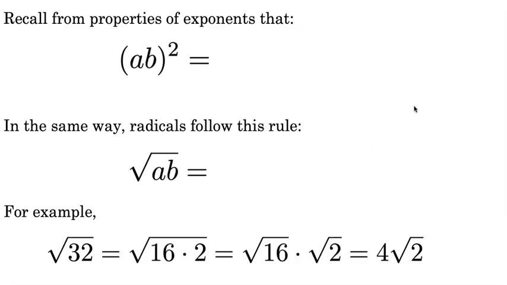First off, recall from properties of exponents that the quantity AB raised to the second power is equal to A squared times B squared. We're able to take each part of the expression inside and raise it separately to the second power. In the same way, radicals follow this rule, where we can take the square root of AB and expand it as the square root of A times the square root of B. So the product of two separate square roots of A and B respectively.